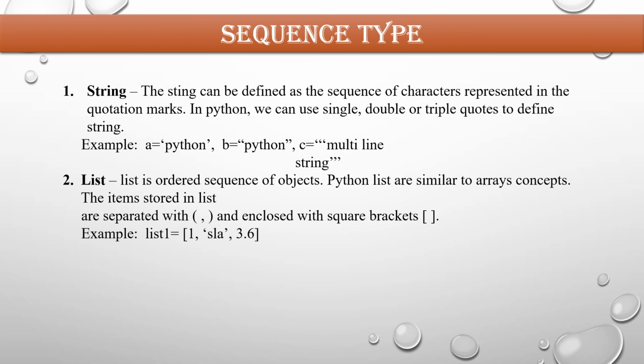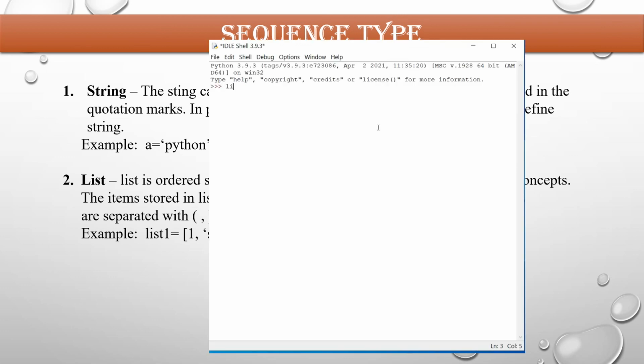If we take it in Python IDE, list1 is equal to open bracket 1 comma SLA enclosed with single quotes comma 3.6 close the bracket. Then print of type of list1, we'll get the output as class list, meaning list type of data was stored in variable list1.